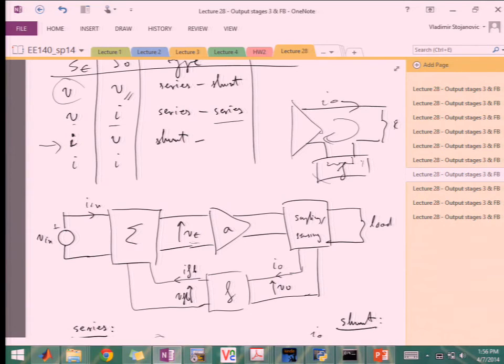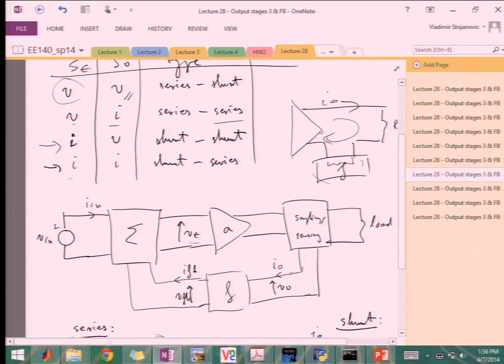And what am I going to have at the output? If I'm sensing the voltage, what's the output? Shunt, right? Okay, and finally, for the last one, the input is shunt because I'm doing processing on the currents, and then the output is what? Series.